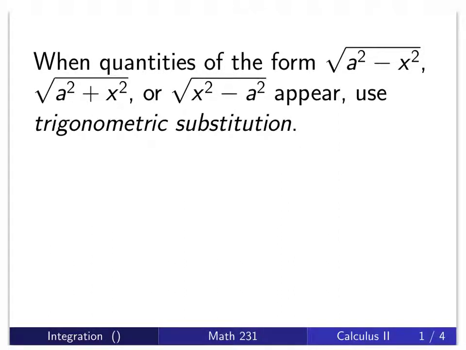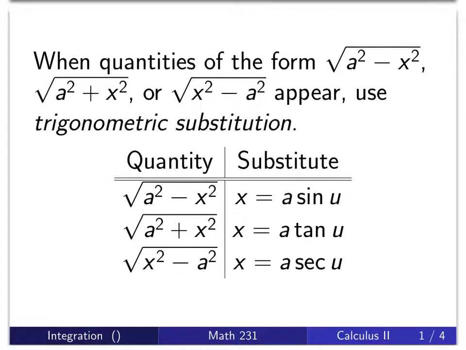Another technique of integration is what's known as trigonometric substitution, and it's useful when we have quadratic type of equations, things like the square root of a squared minus x squared, the square root of a squared plus x squared, or the square root of x squared minus a squared. What we'll do is take advantage of some of the Pythagorean trig identities, and we'll make certain substitutions to take advantage of them.